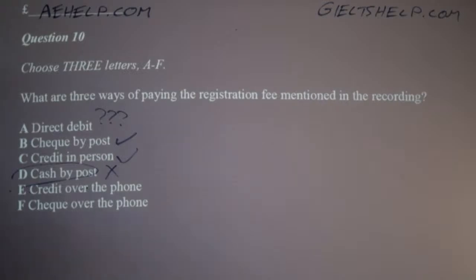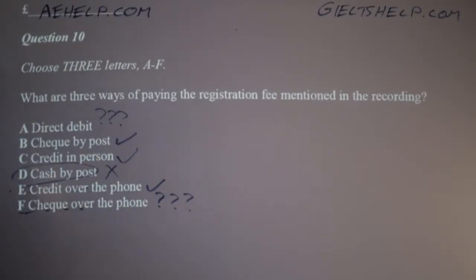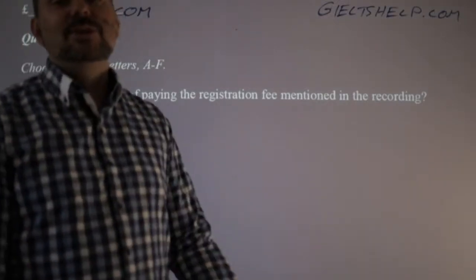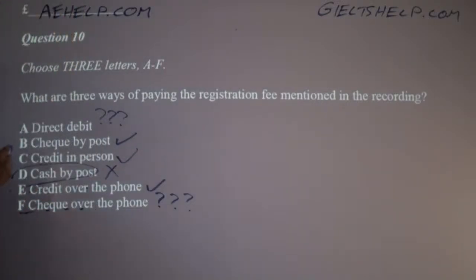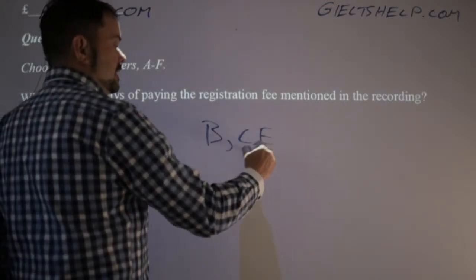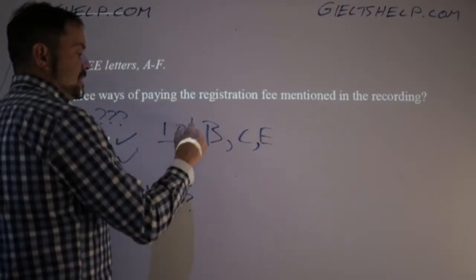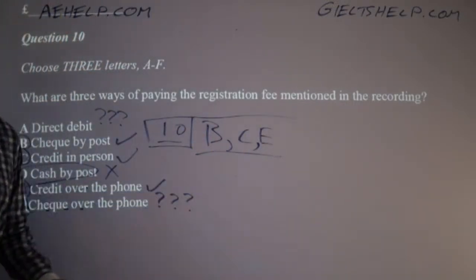You could get into trouble. Credit card over the phone. Yeah, that looks good. Check over the phone? Excuse me, what? Well, these days, yeah, with the camera, you can take a picture of the check. So there's that option, but in most countries I think people aren't aware of that. So the correct answers here are B, C, and E. In any order: B, C, E, and that goes into the space for number 10 on your answer sheet. Just like that, and then you get it correct.